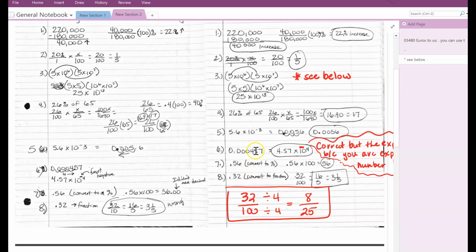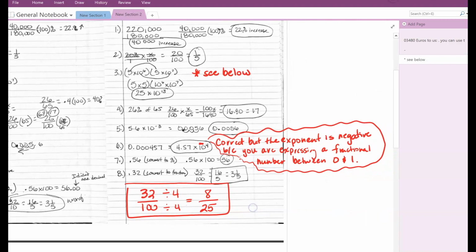I did make a notation about number 6 just to make sure you understood why it is a negative exponent. So look back up at number 5. See how 5.6 times 10 to the negative third? When you express that in ordinary notation, you get a number between 0 and 1. So numbers between 0 and 1 will have a negative exponent in scientific notation.